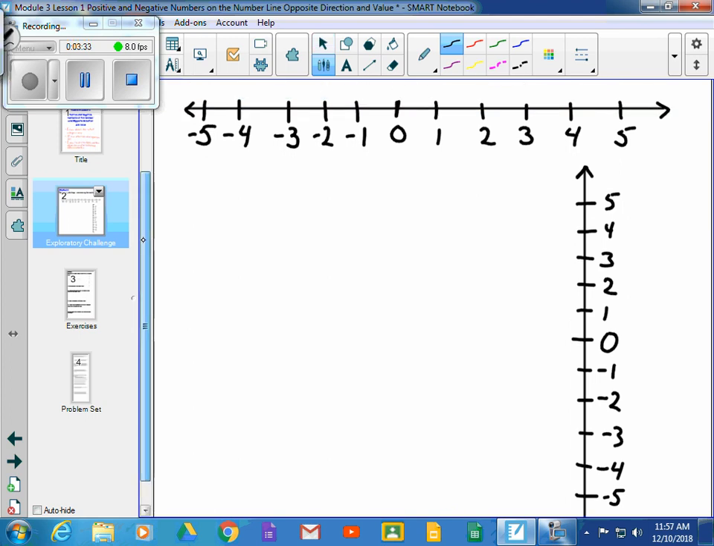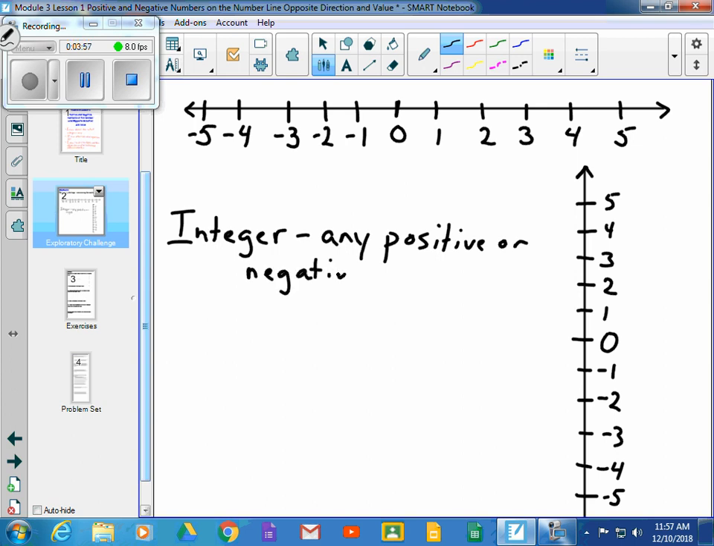Now the last thing I want before we go on is that every one of these tick marks on these horizontal and vertical number lines, they represent something called an integer. An integer is a type of number that we're going to study. And an integer is any positive or negative whole number. And 0. 0 is also an integer.